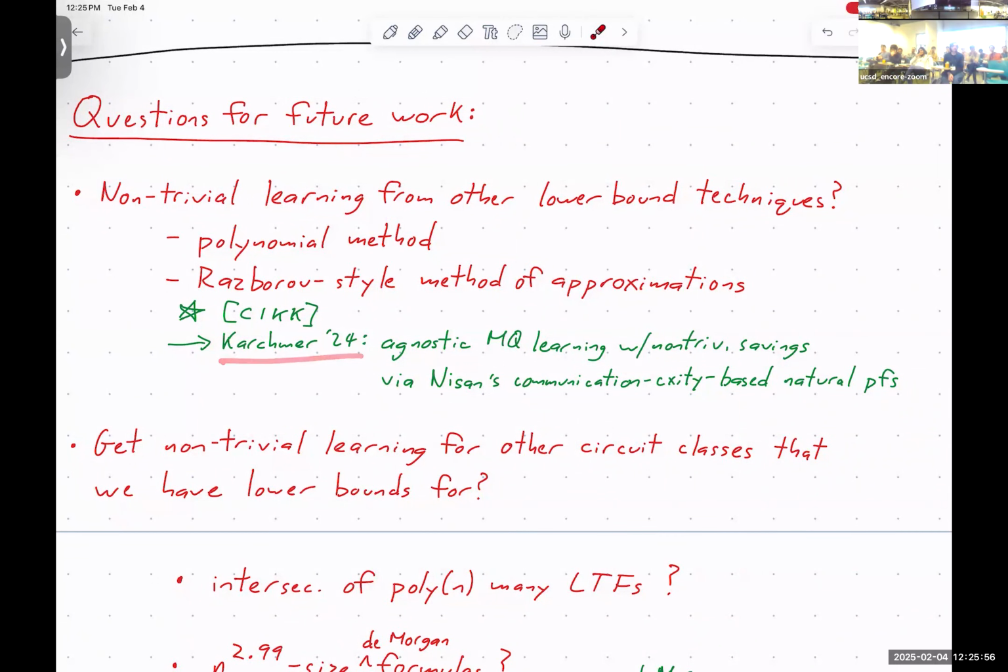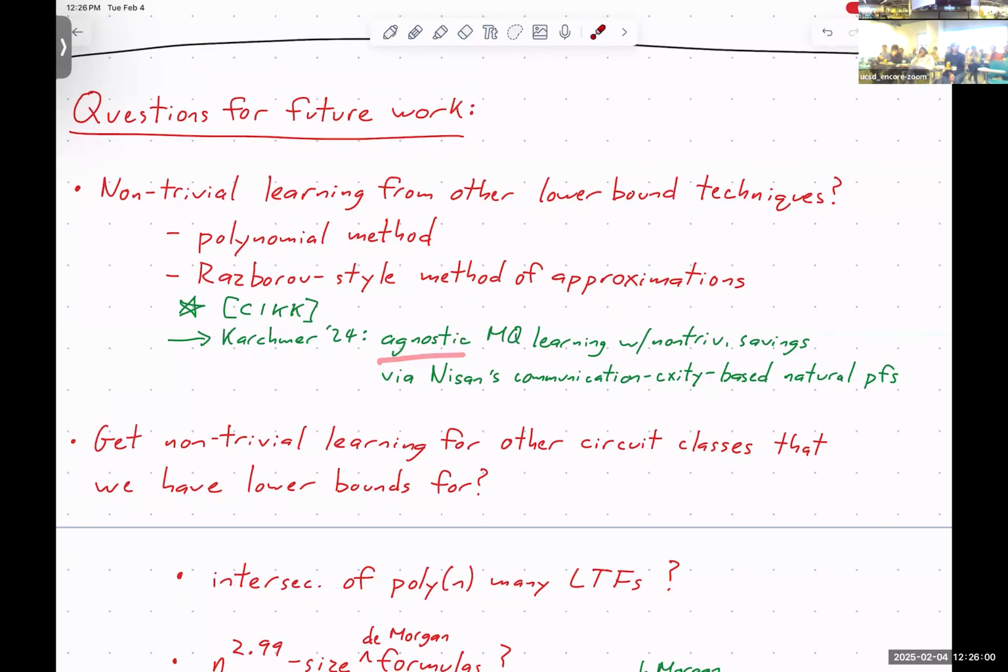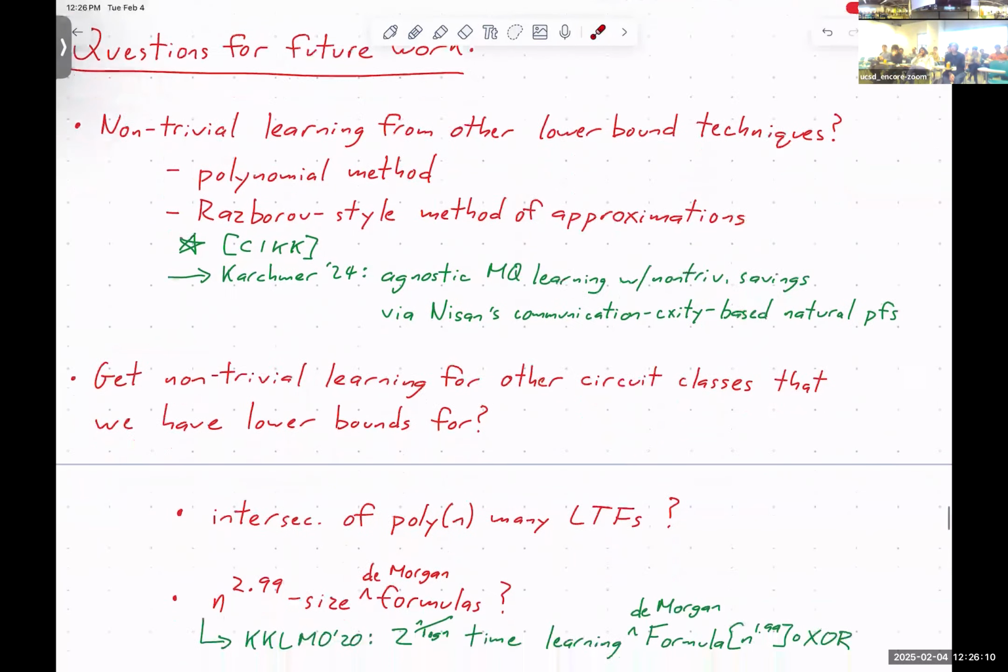I would think there should be other non-trivial savings results that can be gotten. There's some work by Ari Kotchmer fairly recently for an agnostic setting where I guess he uses, I don't know much about this, Masson-flavored communication complexity type natural proofs. So I think there is evidence that you can do things along these lines, but there's probably more to be done.